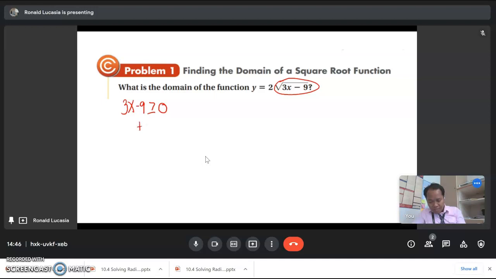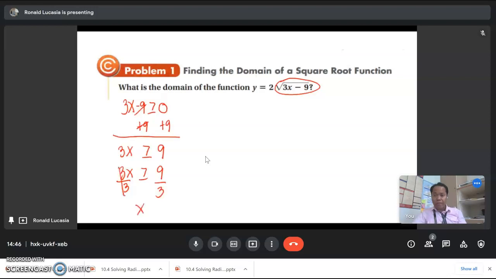So the 3x minus 9 must be greater than or equal to 0 to make it defined. Solving for x is like solving an equation. So 3x is greater than or equal to 9. Dividing both sides by 3, my x is greater than or equal to 9 divided by 3, which is 3. In other words, the domain is x greater than or equal to positive 3. To make it defined, the value of x must be greater than or equal to 3. So this is the answer.